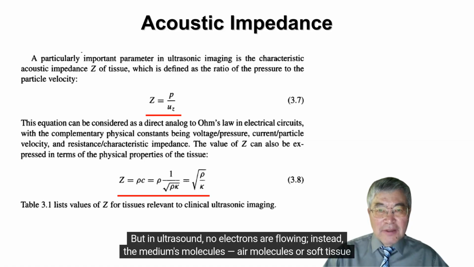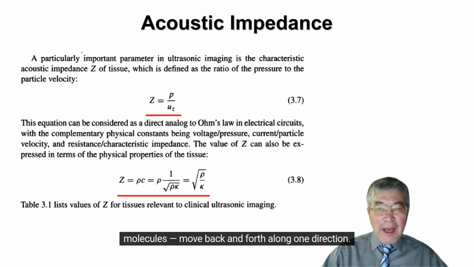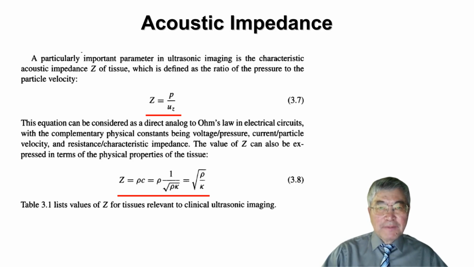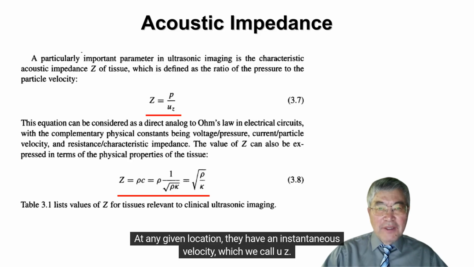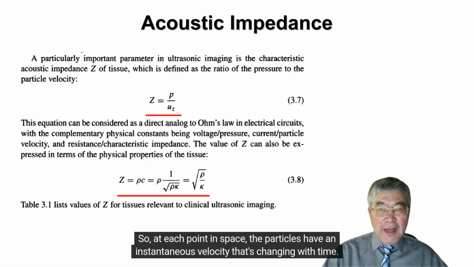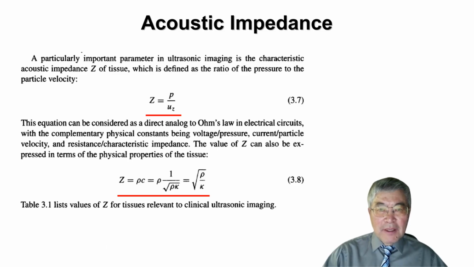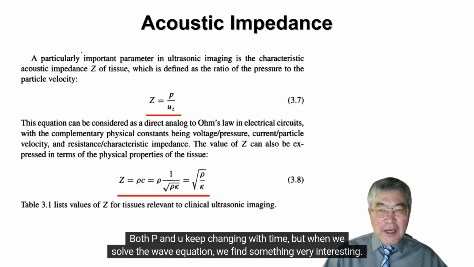But in ultrasound, no electrons are flowing. Instead, the medium's molecules, air molecules or soft tissue molecules, move back and forth along one direction. At any given location, they have an instantaneous velocity, which we call UZ. So, at each point in space, the particles have an instantaneous velocity that's changing with time. Both P and U keep changing with time, but when we solve the wave equation, we find something very interesting.